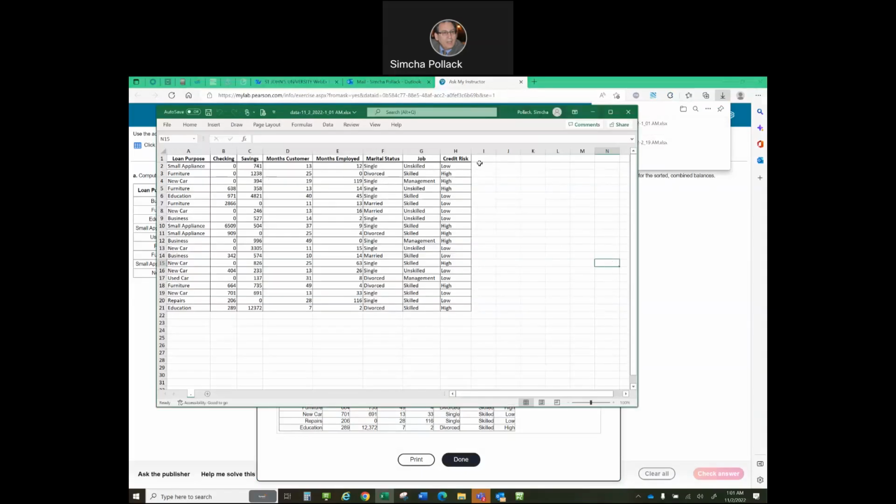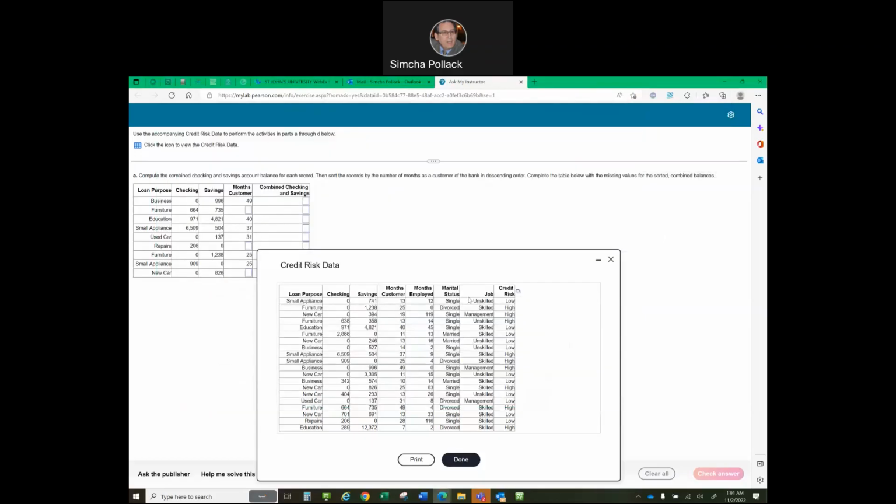Checking plus savings. So we create column I, checking plus savings, equal to B2 plus C2, and break it down to get the sum across all the rows. And now we can begin filling in the numbers.